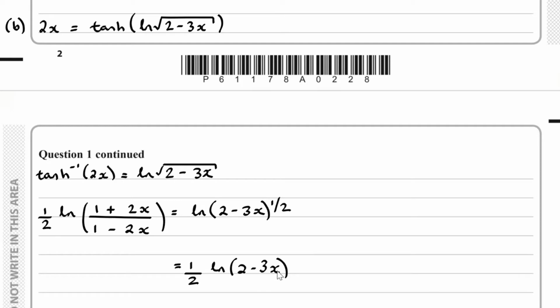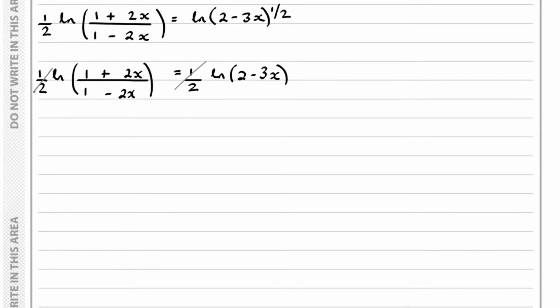And the reason I want to do that is if we take a look at both the left hand side and the right hand side, what you'd find is the halves first of all cancel, and if we anti-log both sides, we have (1 plus 2x) over (1 minus 2x) equaling 2 minus 3x. Okay? And therefore, we can now solve for x.